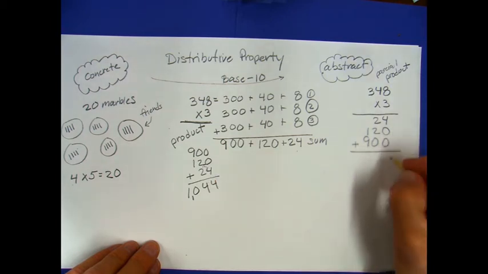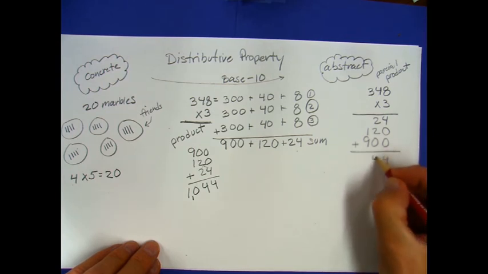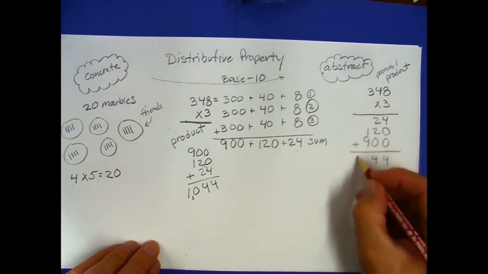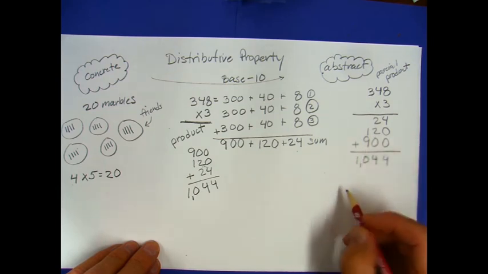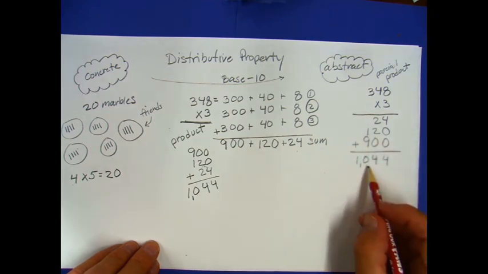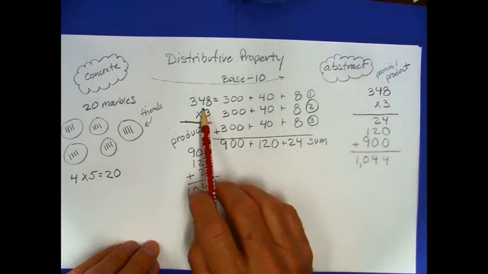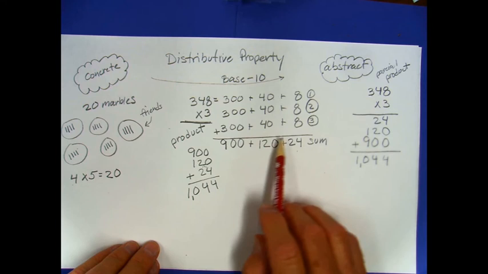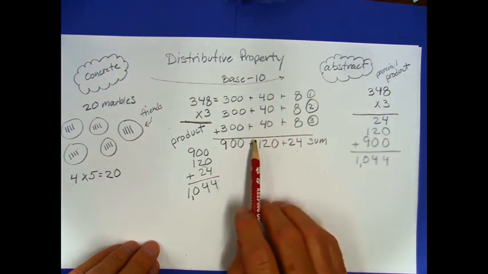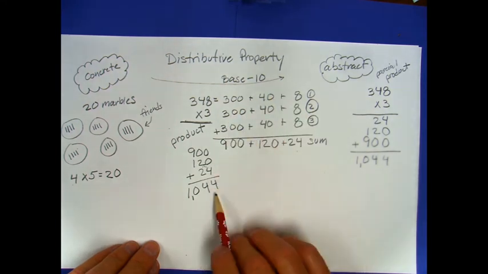I'm going to add this up. 4, 4, 10, and I get the same answer. So we've taken a multiplication problem that could normally be a little bit difficult to solve. We distributed it in this example and came up with an answer.